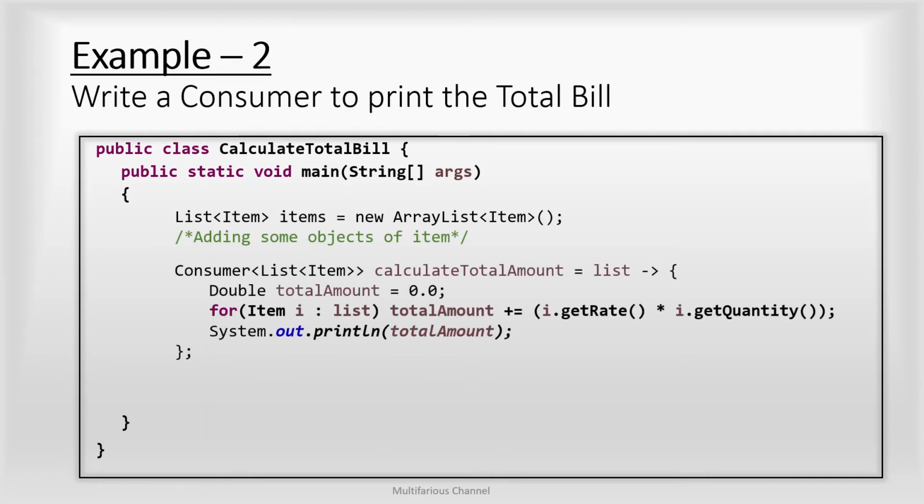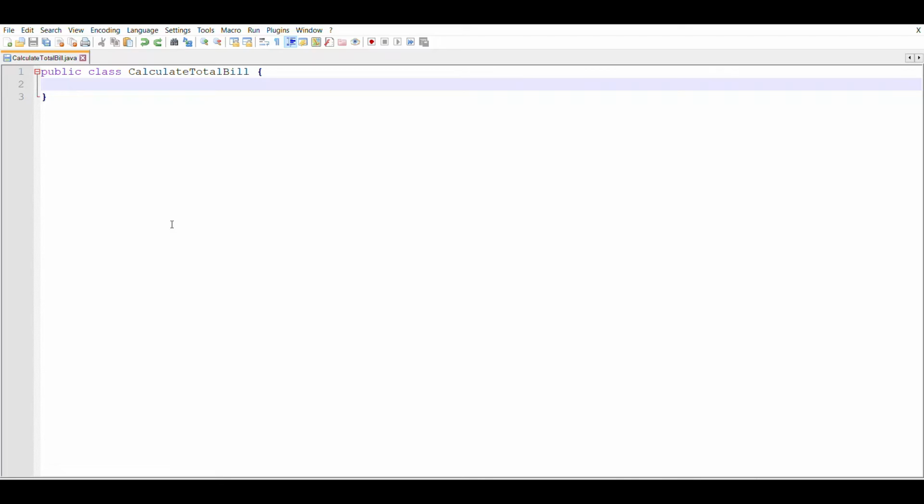So a consumer that takes as input the list of items has a local variable called total amount, and for each item it is calculating the amount for that item and adding it to the total amount, and at last it will print the total amount. So let's see this code in action.